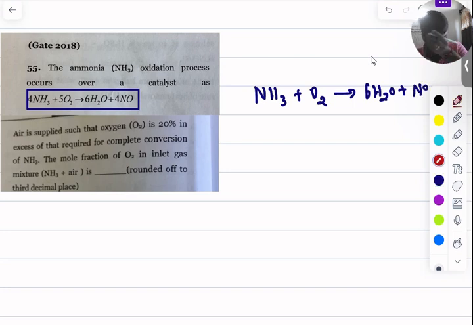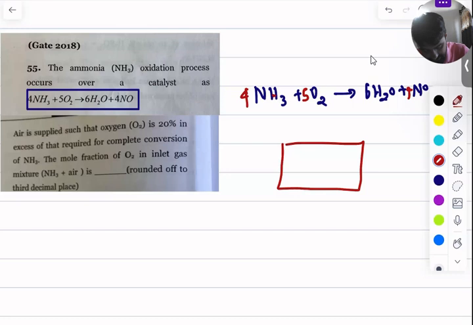First thing I told you, whenever you are solving any reaction-based question, you have to balance the reaction. So 4NH3, 5O2, 6H2O, and here there will be 4NO. Now the reaction is balanced. Air is supplied such that oxygen is 20% in excess of that required for complete conversion. So this reaction would be happening in a reactor, right?